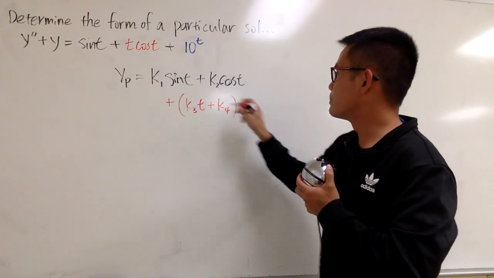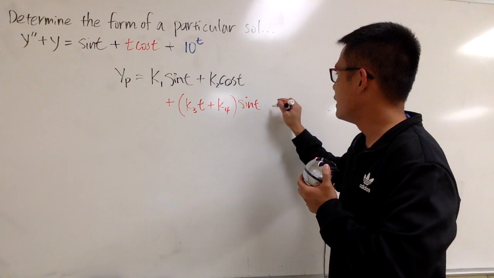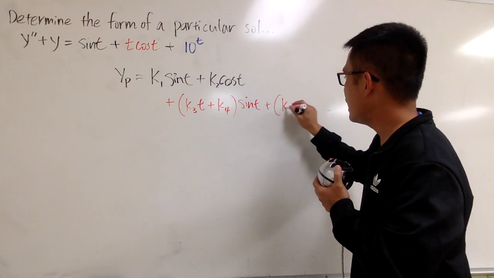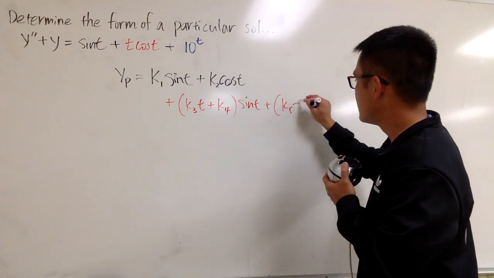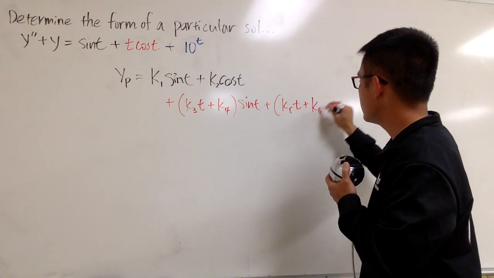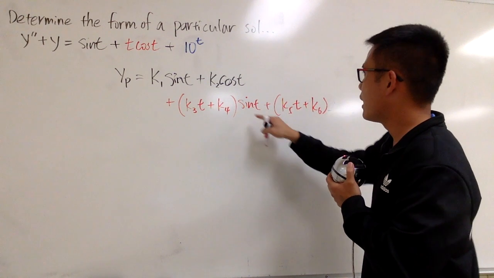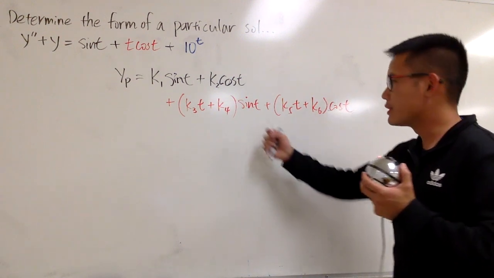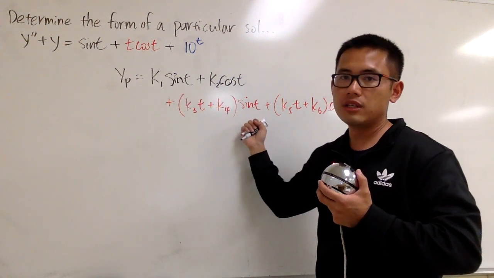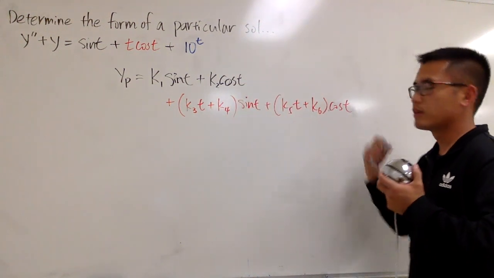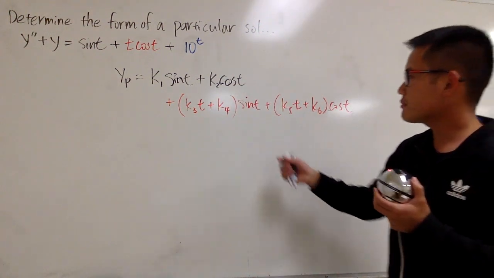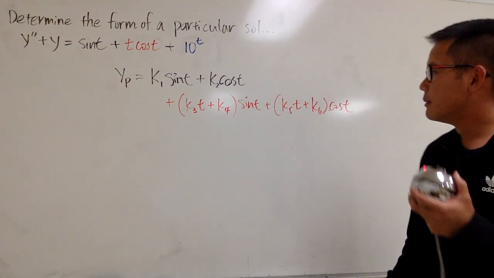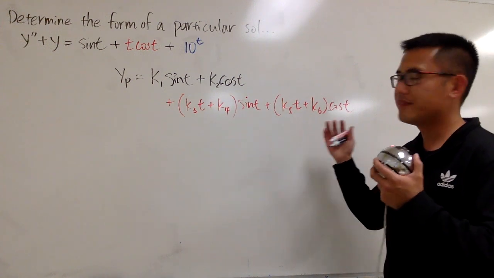And I'm just going to put down sine t first, and then we add K5 t plus K6, and we are going to multiply by cosine t. The reason I put down sine first is because I want to match the sine and sine here, and then we have the cosine here. The ordering doesn't matter, right? But anyways, this is what we have at the moment.